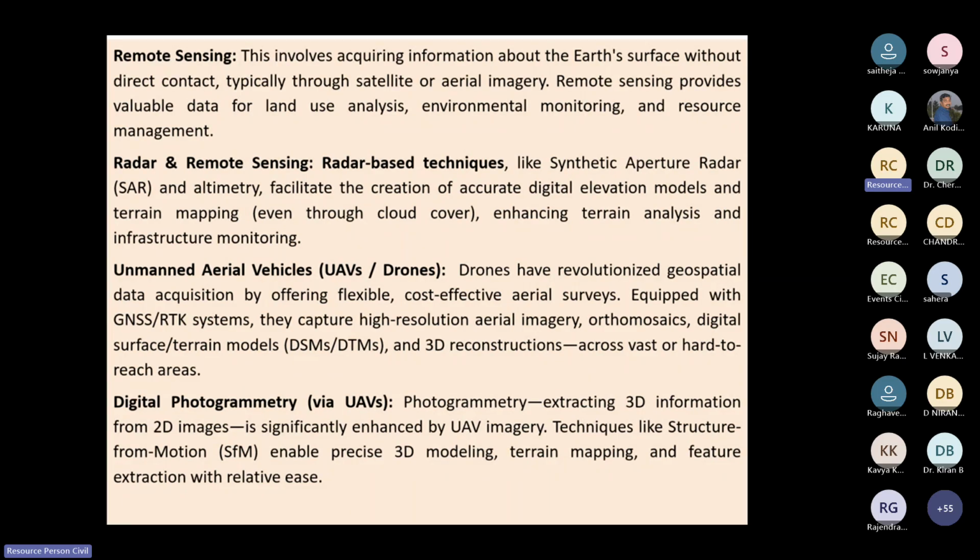But remote sensing is that we are obtaining reliable information about physical objects at some distant place. So these are the different technologies we are using for geoinformatics for mapping applications.